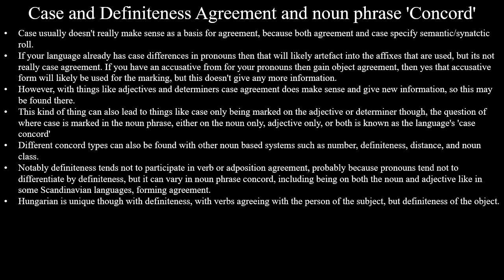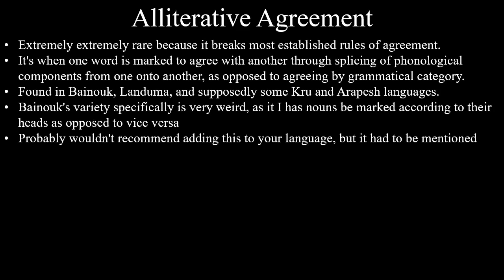Hungarian notably has a unique definiteness agreement system with its verbs and objects, but also has a more standard person-based system with its verbs and subjects, with the verb being marked with the person of the subject but the definiteness of the object, which I would call simple indication if it weren't for the fact Hungarian also has definiteness specifying articles, leading to the redundancy that constitutes agreement.